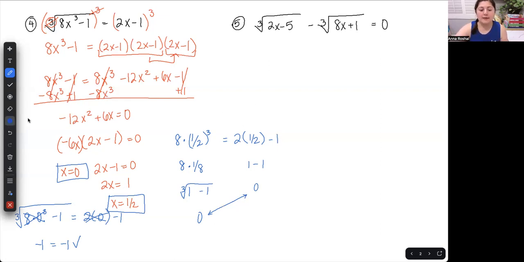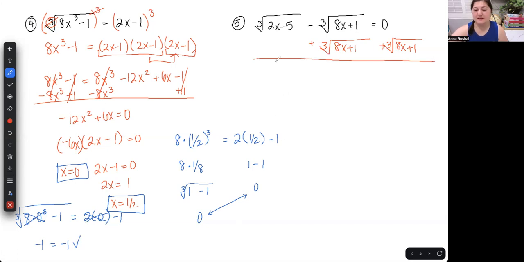Okay, so in this particular case, since our radicals are not on separate sides, we're going to actually put them separate. So I'm going to add this cube root of 8x plus 1 to both sides. And I feel like I did not leave myself enough room for this math problem, so I might actually have to erase this. We'll see.